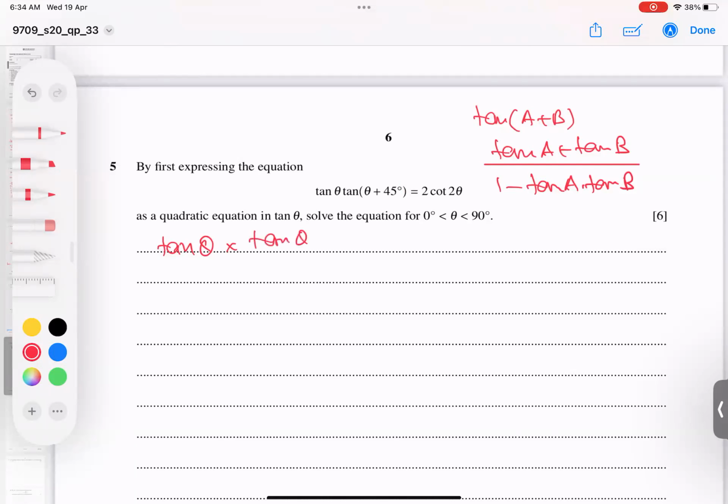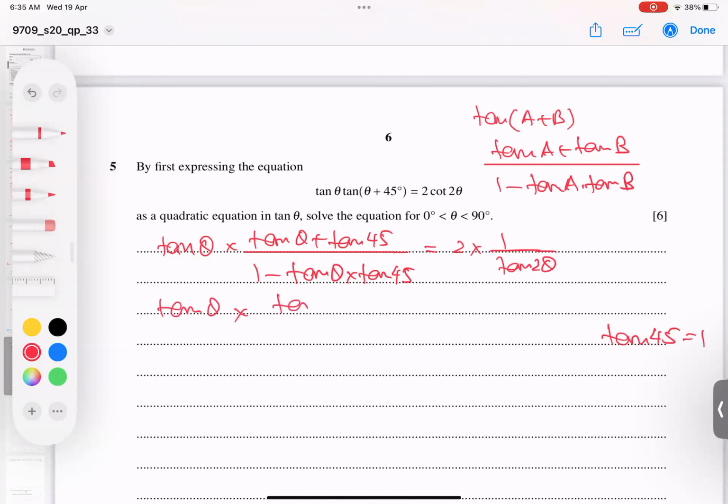So I'm going to apply it here. Tan theta plus tan 45 over 1 minus, because this sign and this sign are always opposite, tan theta into tan 45, and equals to 2 cot 2 theta. What is cot? You know, it is 1 by tan 2 theta. Now tan 45 is very clear, all of you are familiar: tan 45 is equal to 1. So I can say here I have tan theta plus 1 over 1 minus tan theta.